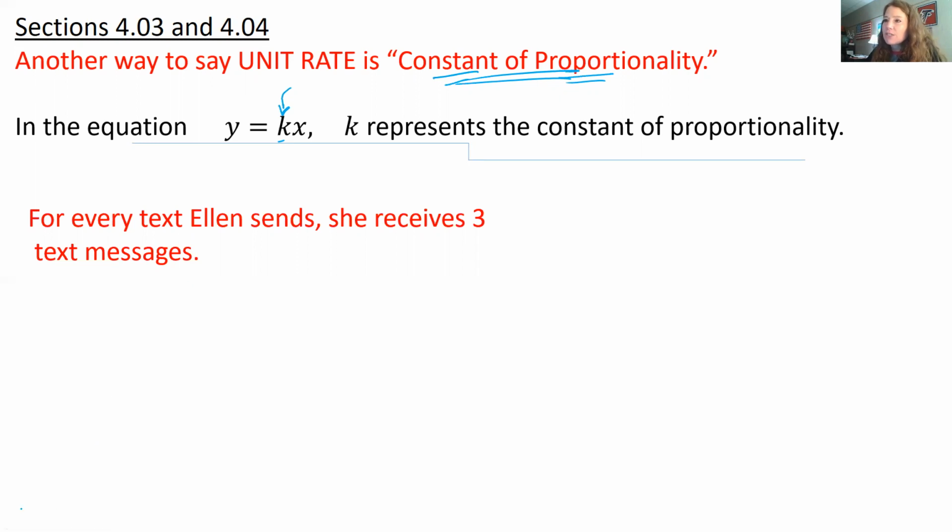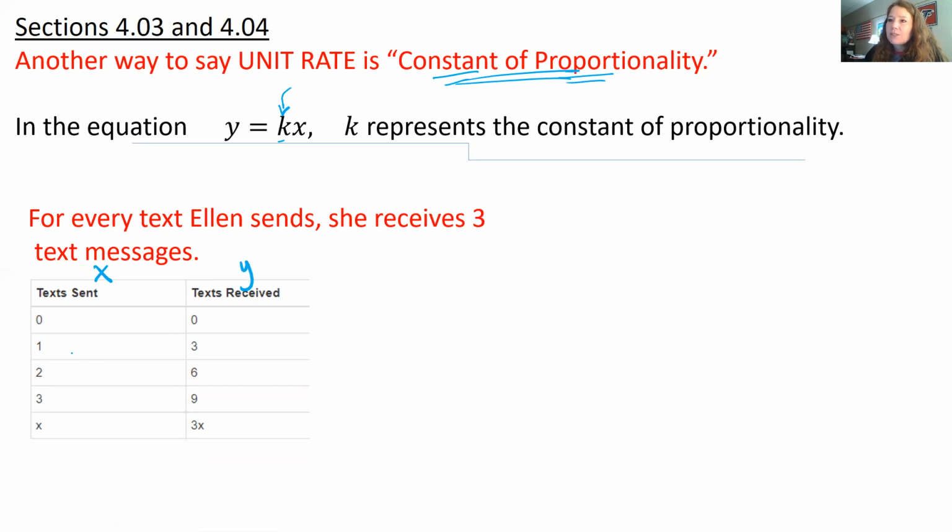There are different ways to show this relationship. One way is to show it on a table. I call it a T-chart. Some people call it an XY chart. But this clearly shows if she sends 1 text, she receives 3. If she sends 3 texts, she receives 9. However many texts she sends, she will receive 3 times as many.